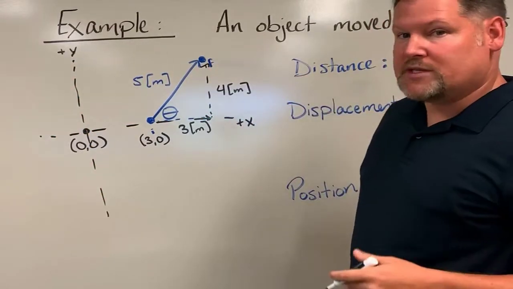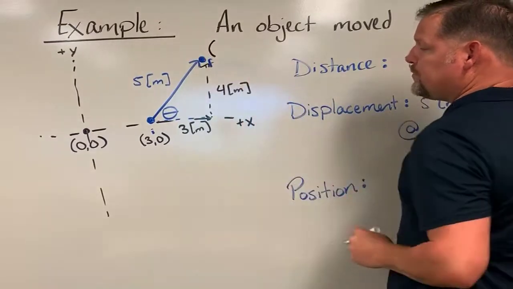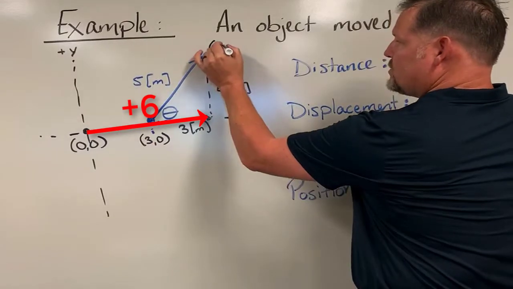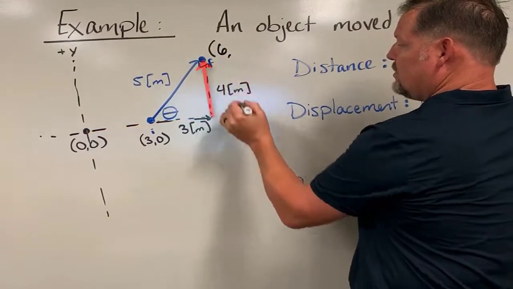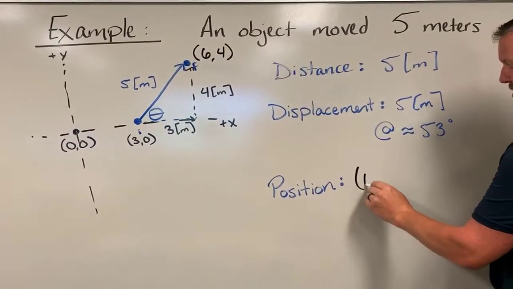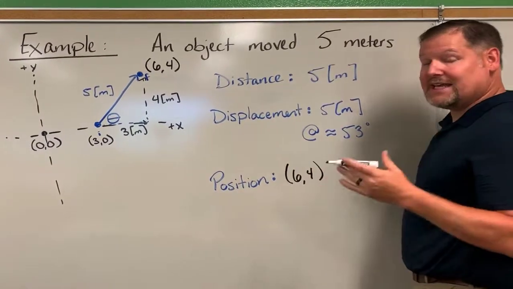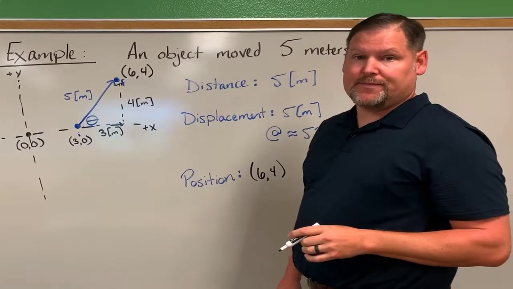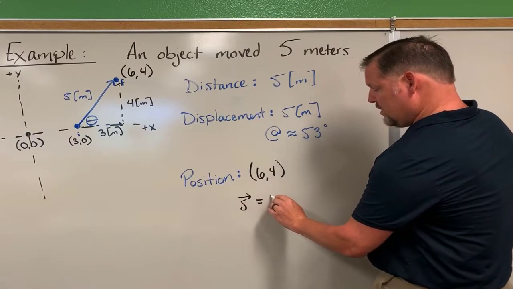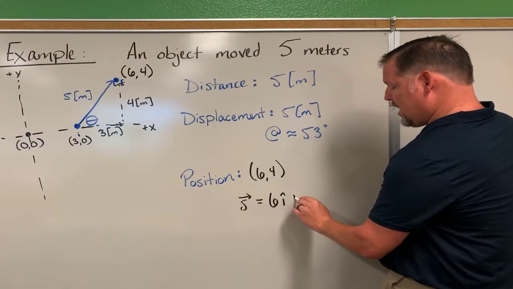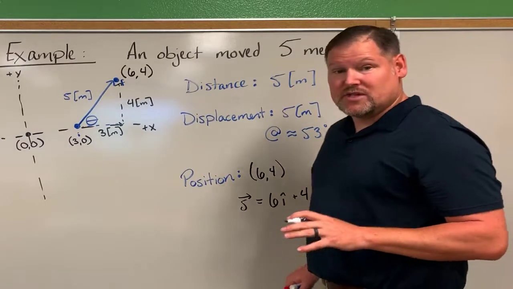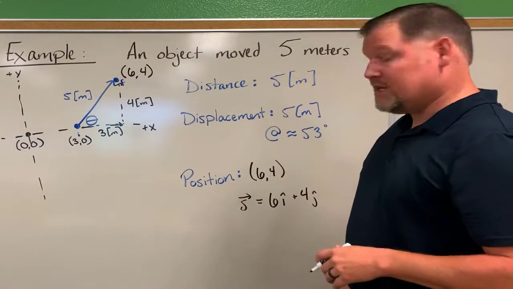Now this position could be described as an ordered pair. Let's see, what would it be? 3 over and 3 more over, so that would be 6 for an x value and 4 for a y value. So the position is at 6, 4, given that particular coordinate system. Another way to do that is to write the position as a vector: 6 i hat plus 4 j hat. Now that notation might be completely new to you, and that's okay. We're going to go over it in greater detail in a later video.